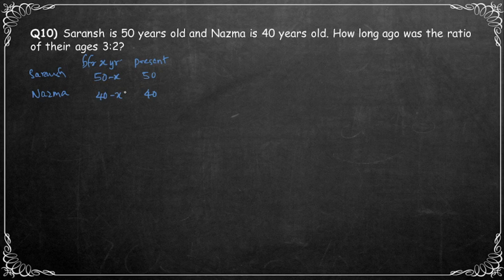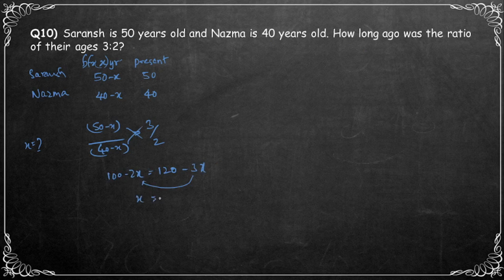How long ago, that means they are talking about this column, was the ratio of their ages. That means Saransh age 50 minus x divided by Najma's age, which is 40 minus x, is equal to 3:2. That means 3 divided by 2. Now, how long ago? They are asking for x. So if we solve for x, we get 100 minus 2x is equal to 120 minus 3x. So 3x goes this way, it will be plus 3x. So x is equal to 100 goes that way, 120 minus 100, which is 20. So 20 years ago is the answer.